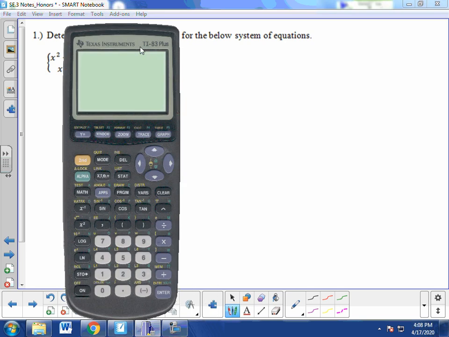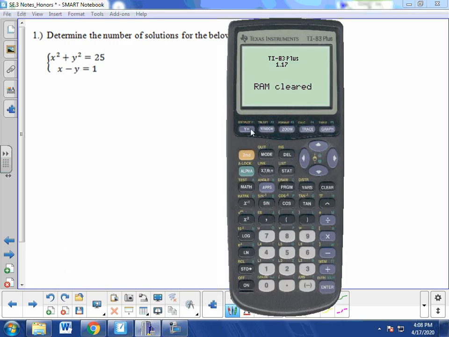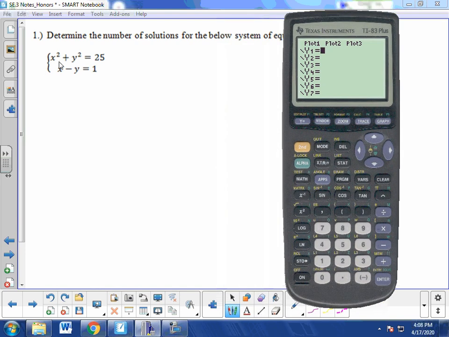On the graphing calculator, if we hit the y equals button, that is our graphing options, and so everything has to be set equal to y. So I'm going to go ahead and rewrite these two equations to be set equal to y. Like before, I'm going to letter the equations A and B just to organize my work. So equation A is x squared plus y squared equals 25. If I want to get y by itself, I want to subtract x squared from both sides. So it's going to cancel out on the left side. On the right side, we're just going to be left with 25 minus x squared.